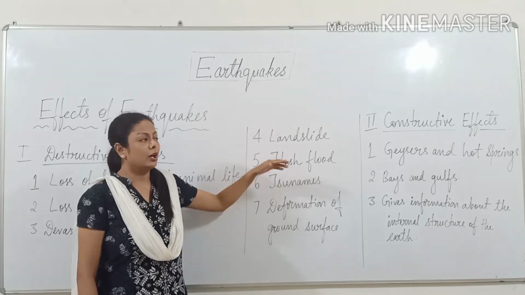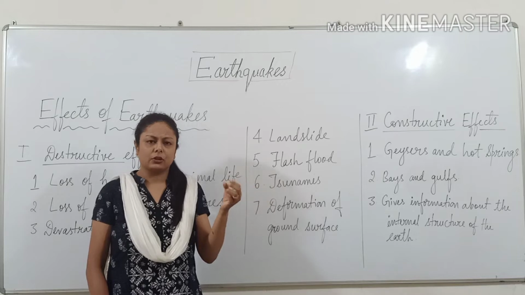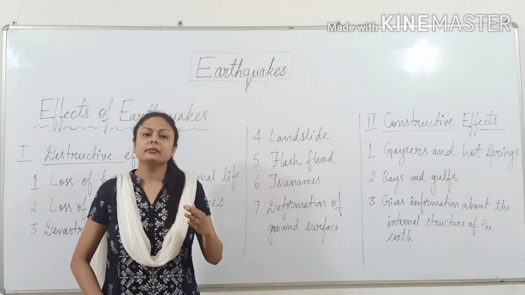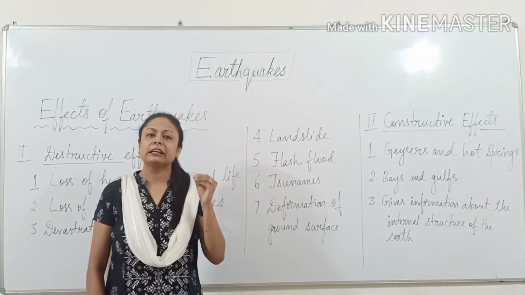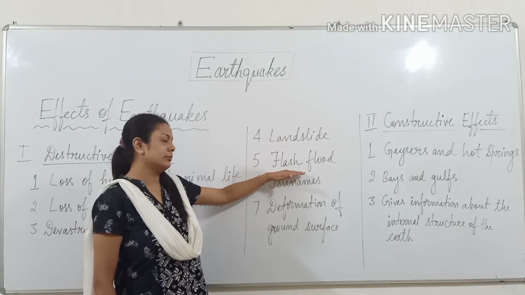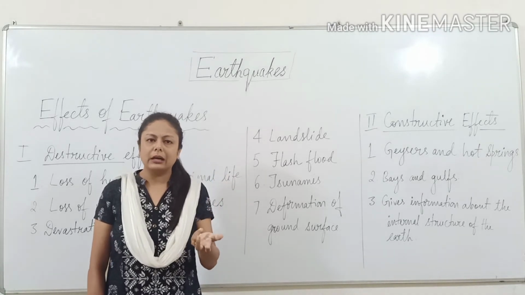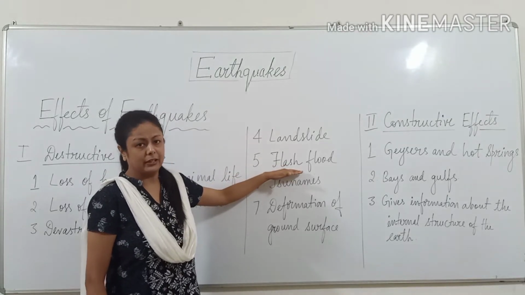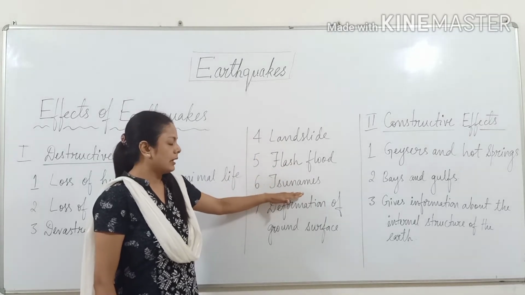Flash flood. Now if an earthquake occurs and a lot of debris or big pieces of rock fall into a river bed, then suddenly a lot of water will be displaced to the surrounding area, causing flood. So a flash flood can also occur. Flash flood means when a flood suddenly occurs within an hour or a few hours, in a very short time span, then we call it a flash flood. This can even occur as a result of an earthquake.